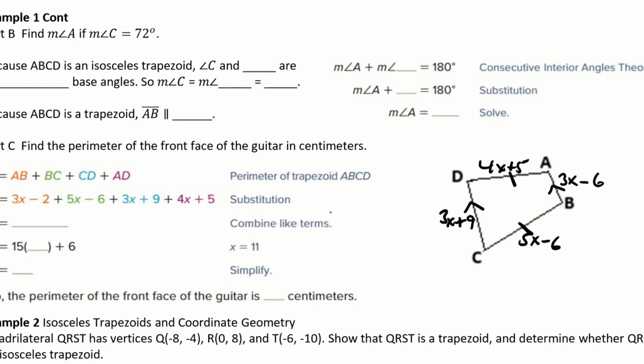All right, so in part B, they said find the measure of angle A if the measure of angle C is 72 degrees. Now we know that if it's an isosceles trapezoid, these have to be congruent. We know that these have to be congruent as well, right? These are congruent, these are congruent. Those are the base angles. So if this is 72 degrees, this is 72 degrees. And we also know that by the consecutive interior angles theorem, these two are supplementary.